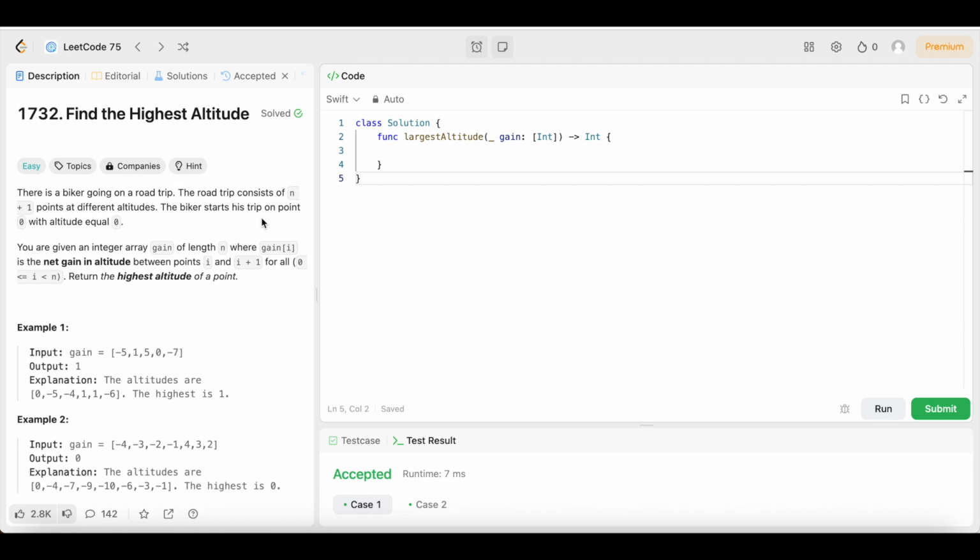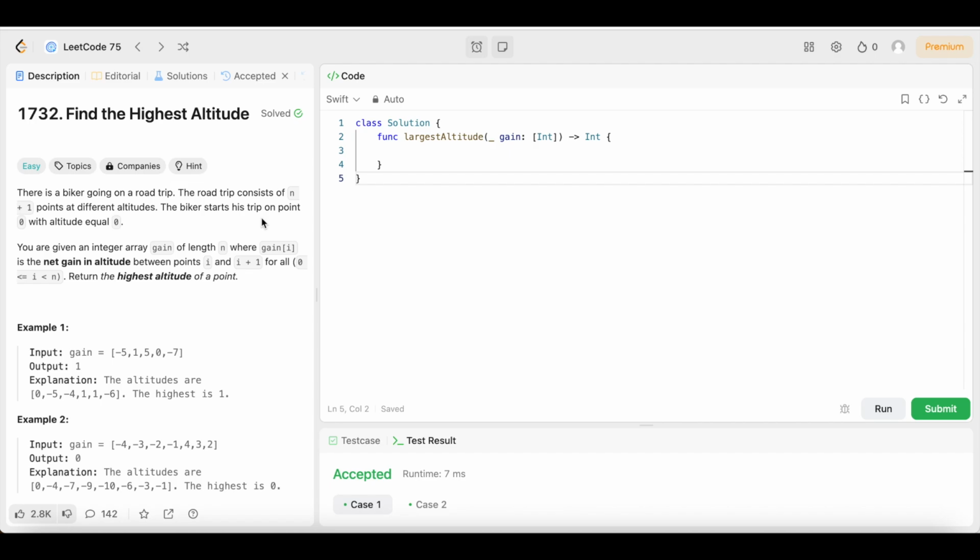First, it says there's a biker going on a road trip. The road trip consists of n+1 points at different altitudes. The biker starts his trip on point 0 with altitude equal to 0. You are given an integer array gain of length n, where gain[i] is the net gain in altitude between points i and i+1. For all 0 <= i <= n, return the highest altitude of a point.